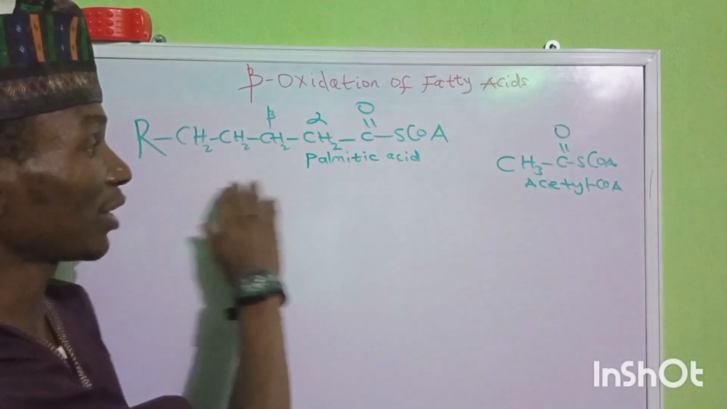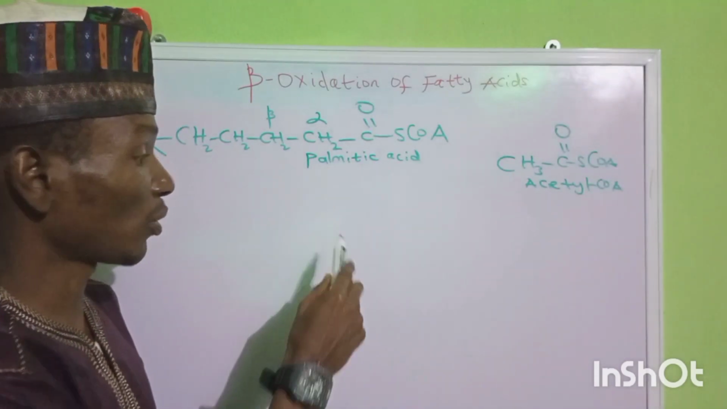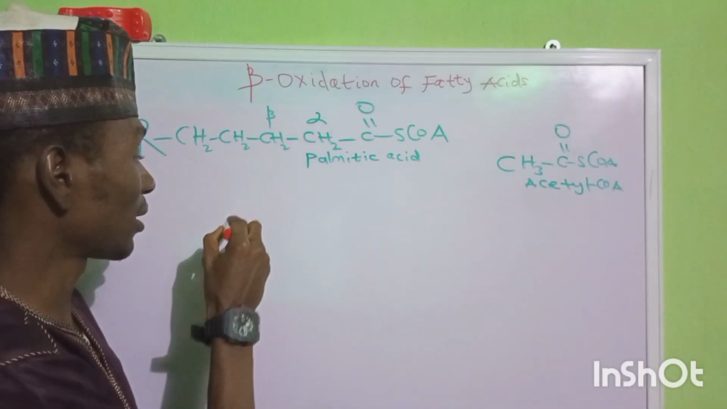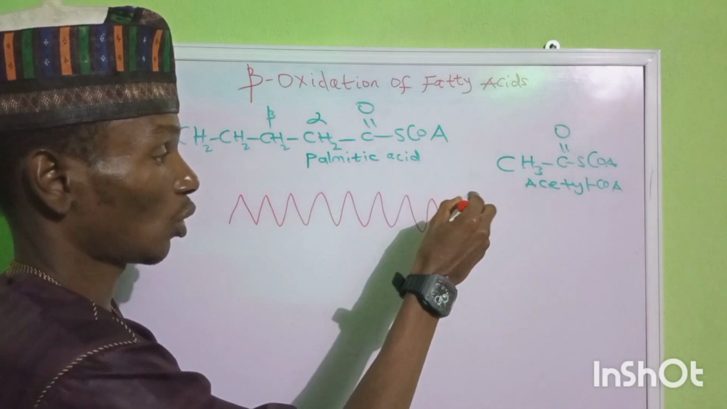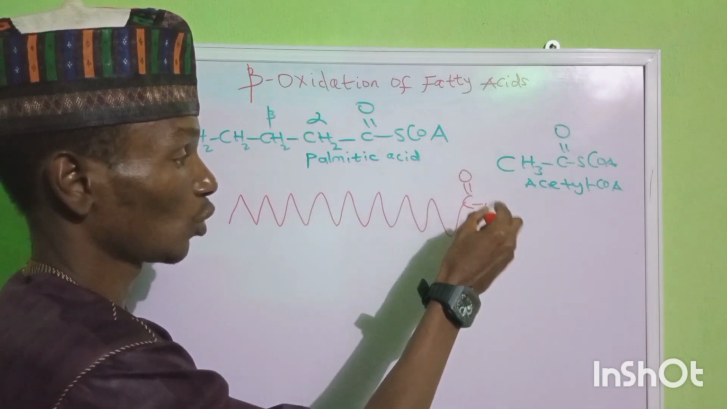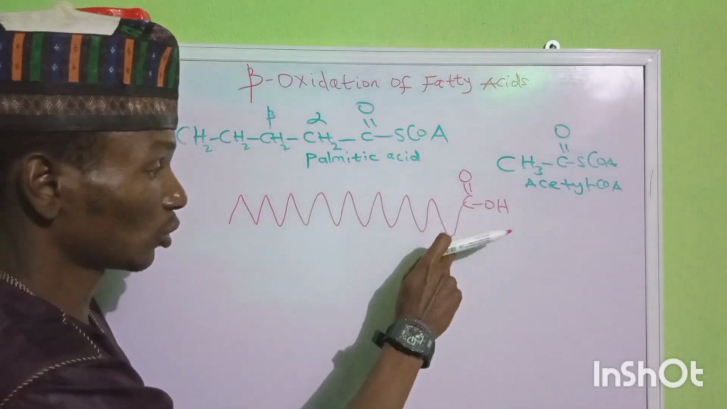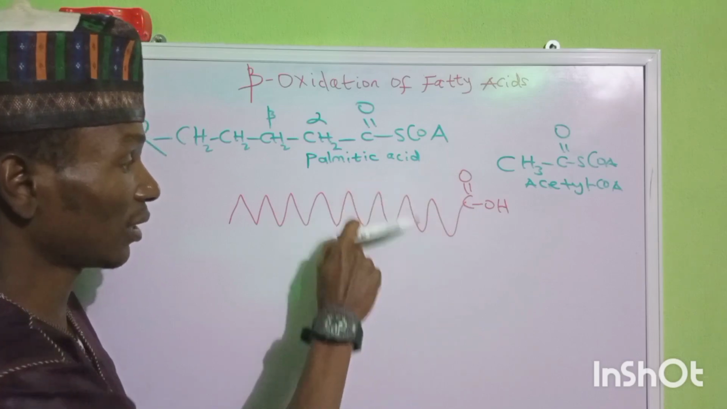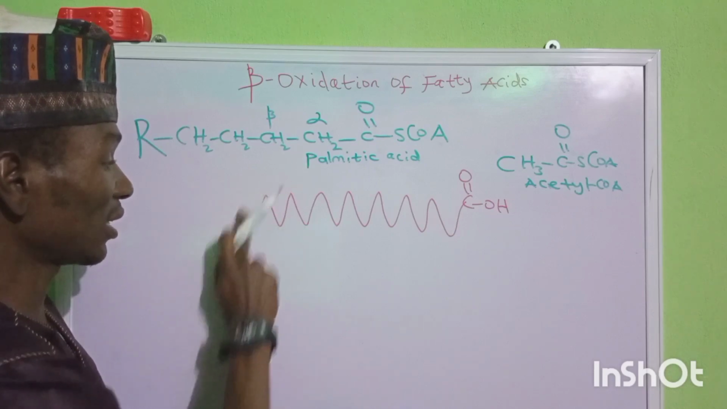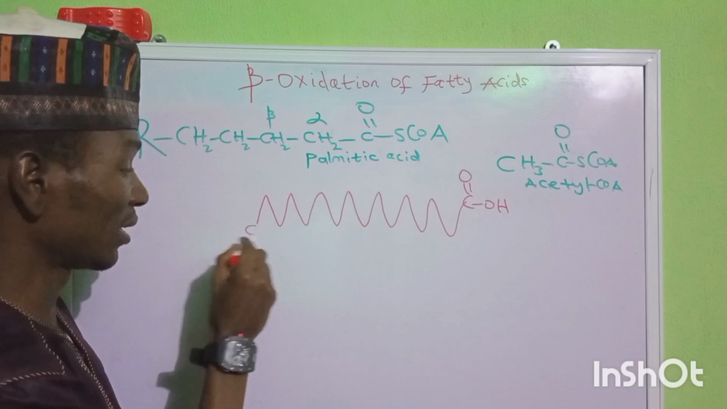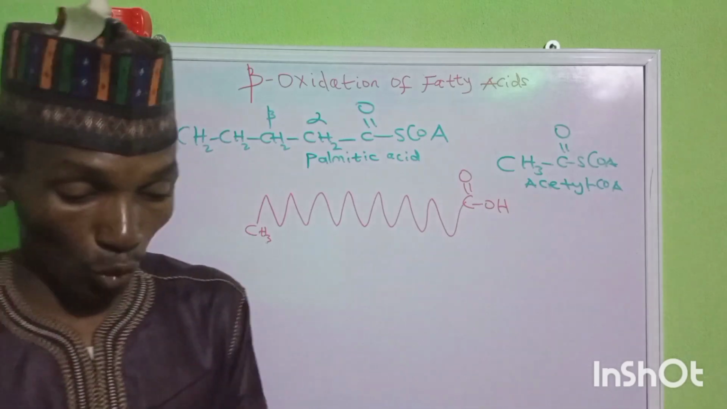I picked palmitic acid as the case study to consider the beta oxidation process. Palmitic acid is a 16 carbon fatty acid. So if you look at the structure of the palmitic acid, you tend to understand the calculation of the energy yield. Of course, this is 1 carbon, 2, 3, 4, 5, 6, 7, 8, 9, 10, 11, 12, 13, 14, 15. Then this is the 16th position of the palmitic acid, where the CH3 or the R group ended.